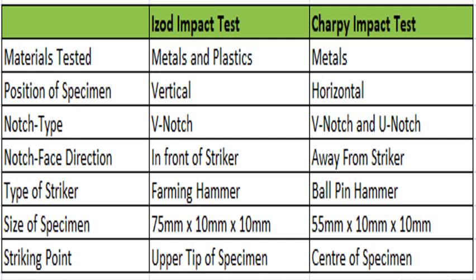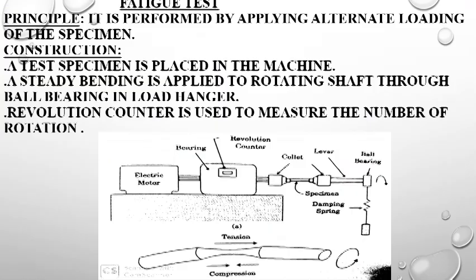The types of striker are the swinging hammer and the ball pin hammer. The size of the specimen is 75 mm by 10 mm by 10 mm for Izod, while for Charpy it is 55 by 10 by 10 mm. The striking point is the upper tip in Izod, while in Charpy it is the center of the specimen.